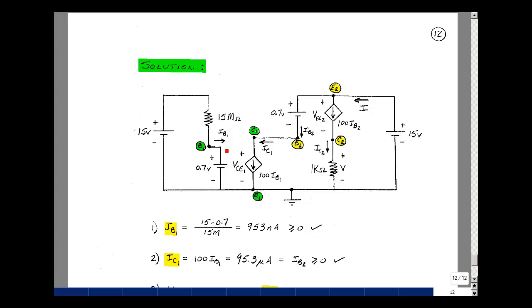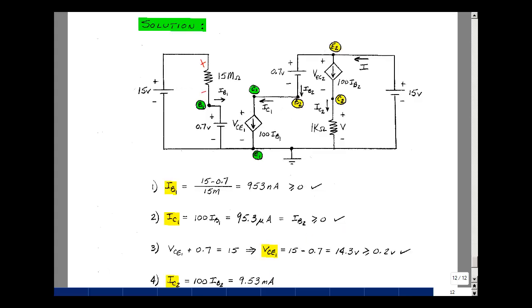The base current of transistor 1, I need to check that that's greater than or equal to 0. And I could find that by finding the voltage across this resistor and then dividing by 15 megohms. This node voltage is 15, this is 0.7. The difference of those two over 15 million is 953 nanoamps. Is that greater than or equal to 0? Yeah. The collector current would be 100 times bigger, and that would be 95.3 microamps. And that's equal to I sub B2. I sub C1 equal to I sub B2. And I have to check that that's greater than or equal to 0, and yes, it is.